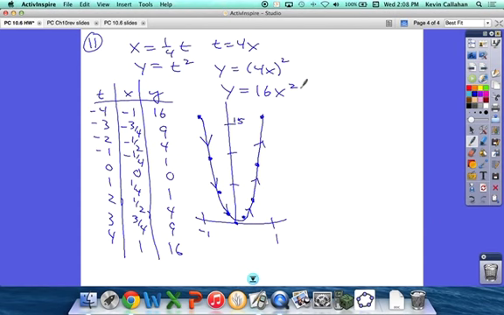So does that look good? You put in x equals 1, y equals 16. x equals negative 1, y equals 16, which is what we got.